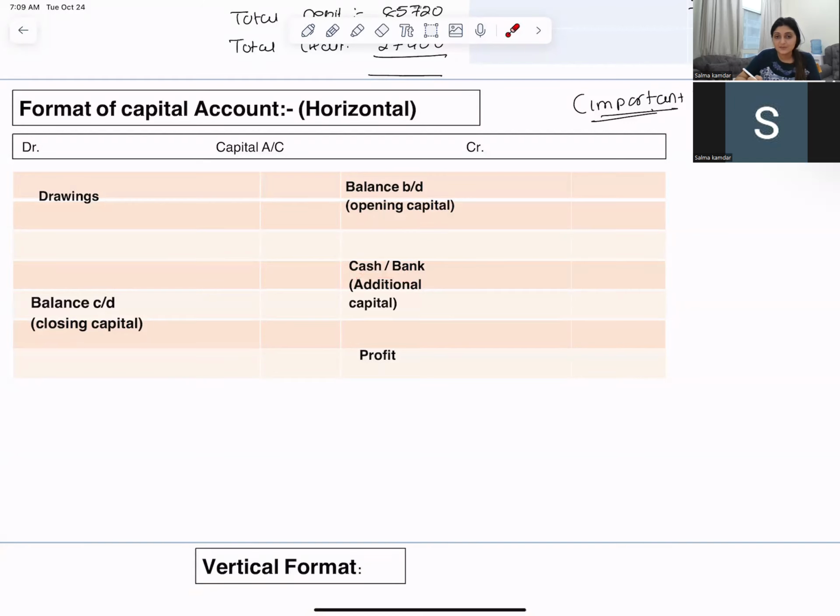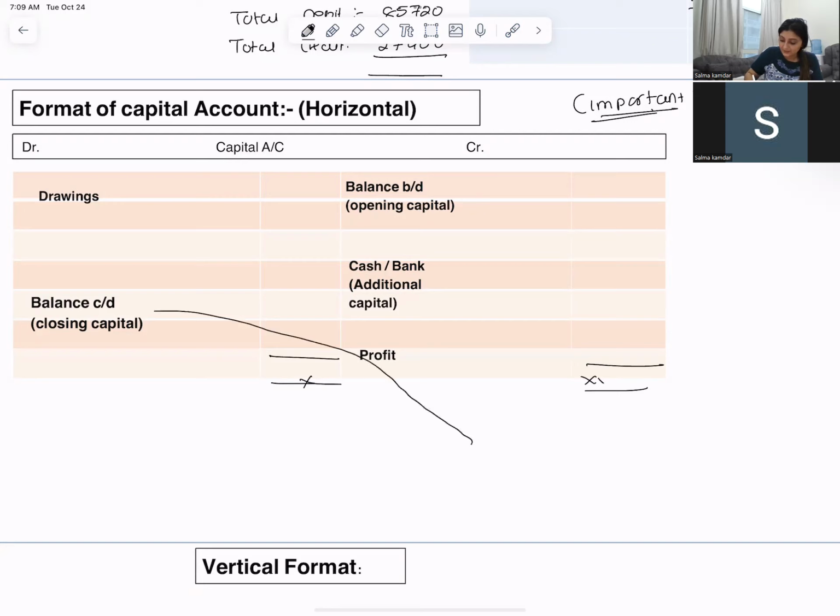This account is maintained to find out profit mostly. So balancing figure will be profit. And then after that, when I close the account, I will bring down this over here and it will become balance brought down. And this will again become the opening capital. Okay.